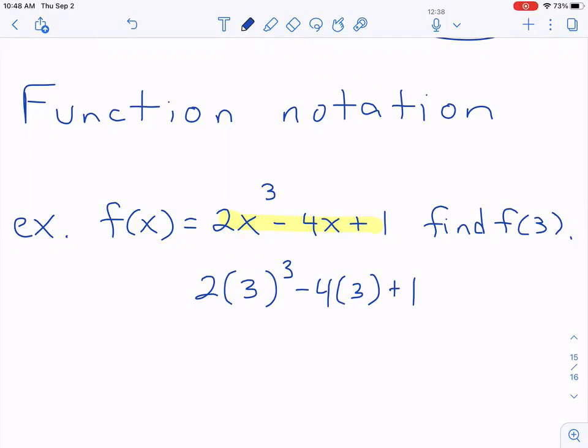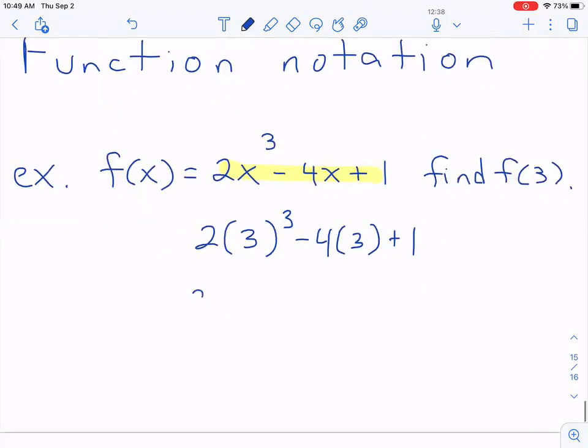Okay, and now we need to evaluate it like you were doing, right? So remember your Dear Aunt Sally tells us to do exponents, like we do the 3 to the third part before we multiply by 2. What's 3 to the third? Very good. 3 times 3 times 3, which is 3 times 3 is 9, times 3 is 27. Good. So 3 to the third is 27. So we have 2 times 27 minus 4 times 3 is 12 plus 1.